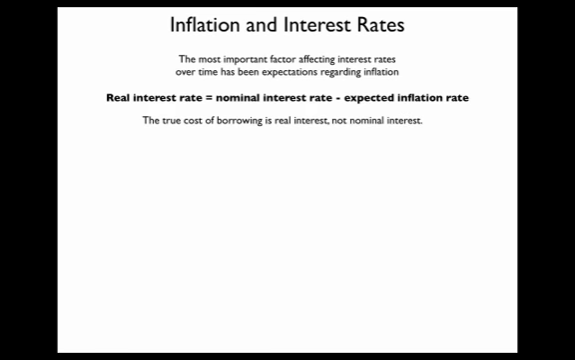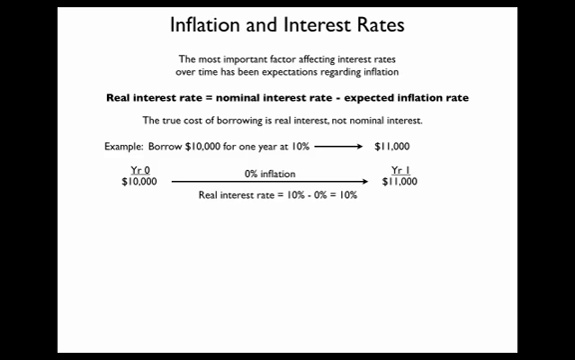Now, also we talked about a couple of nights ago the fact that the true cost of borrowing is real interest, not nominal interest. So when you go to the bank and you take out a loan, what they're going to talk to you about is a real interest rate. Let's take an example. If you borrow $10,000 for 1 year at 10%, simple math would tell you that at the end of that year, you're going to owe $11,000. If we put that on a timeline, year 0, $10,000, year 1, $11,000.